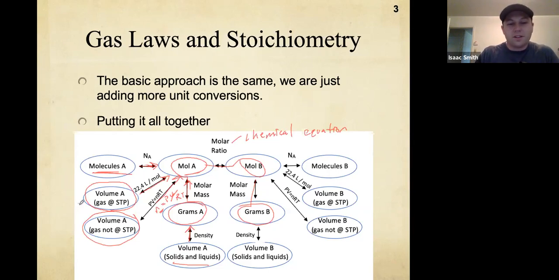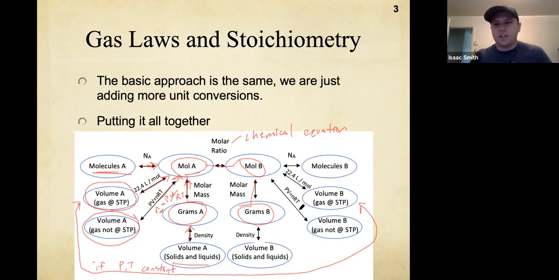You can convert from volume of A straight over to volume of B under certain conditions, and we talked about this in the last one. This is if pressure and temperature are constant, that's when you can convert. So if pressure and temperature are constant, then you have Avogadro's law: V1 over n1 equals V2 over n2.